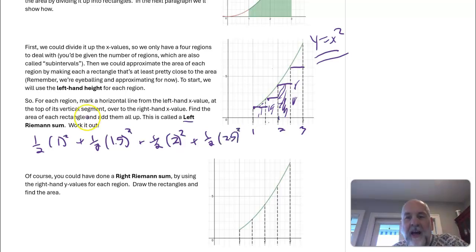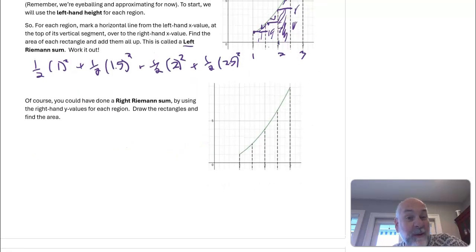And obviously this is going to underestimate because we're missing all this area above that we're not counting, but it's just making an estimation. So this is called the left Riemann sum. It's dividing up the area into a bunch of regions, and just for simplicity's sake, using the left-hand y value, whatever that is, in order to specify what the height of that rectangle will be. Of course, you could have done a right Riemann sum, and in that case, you would use the right-hand y value for each region.